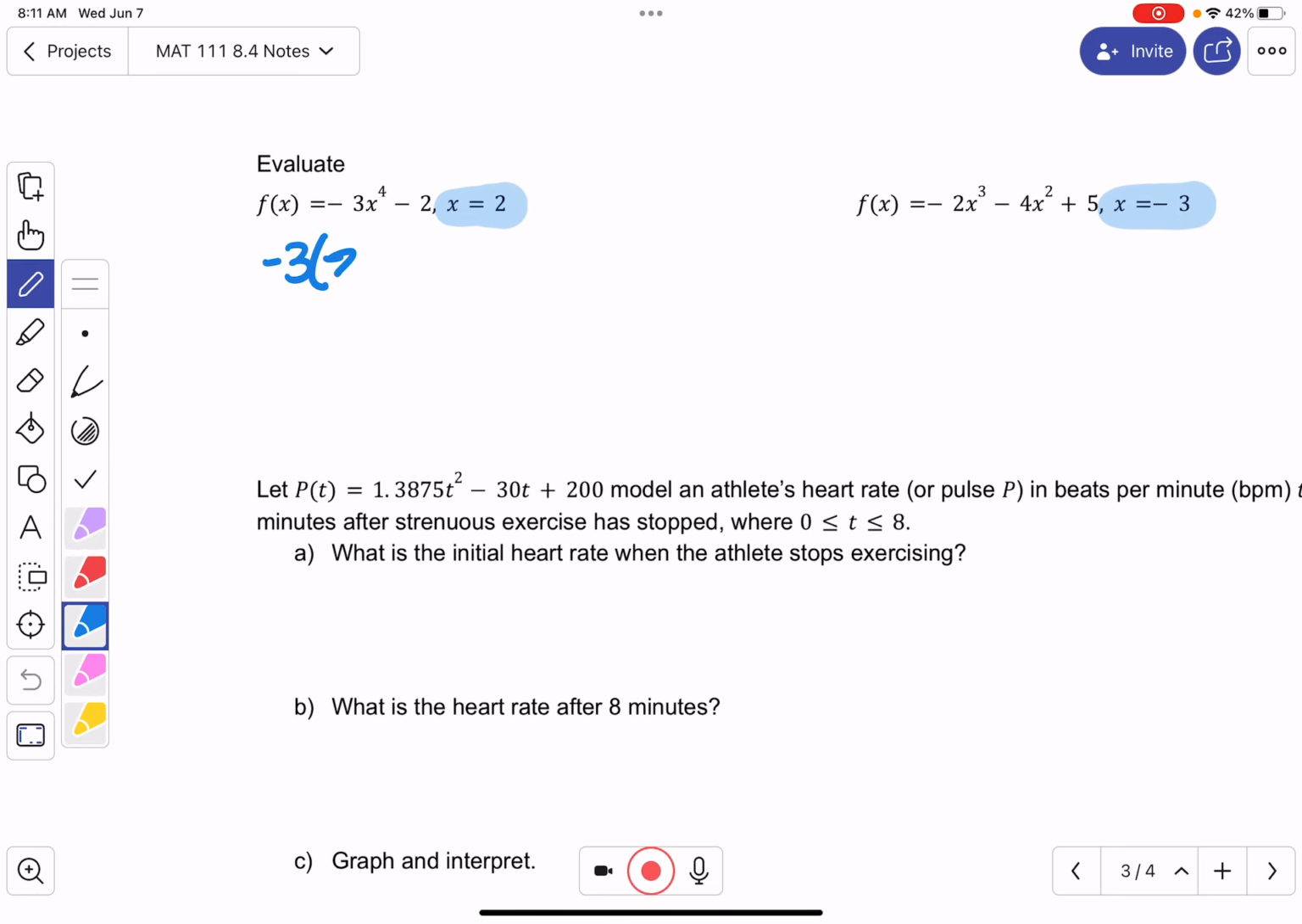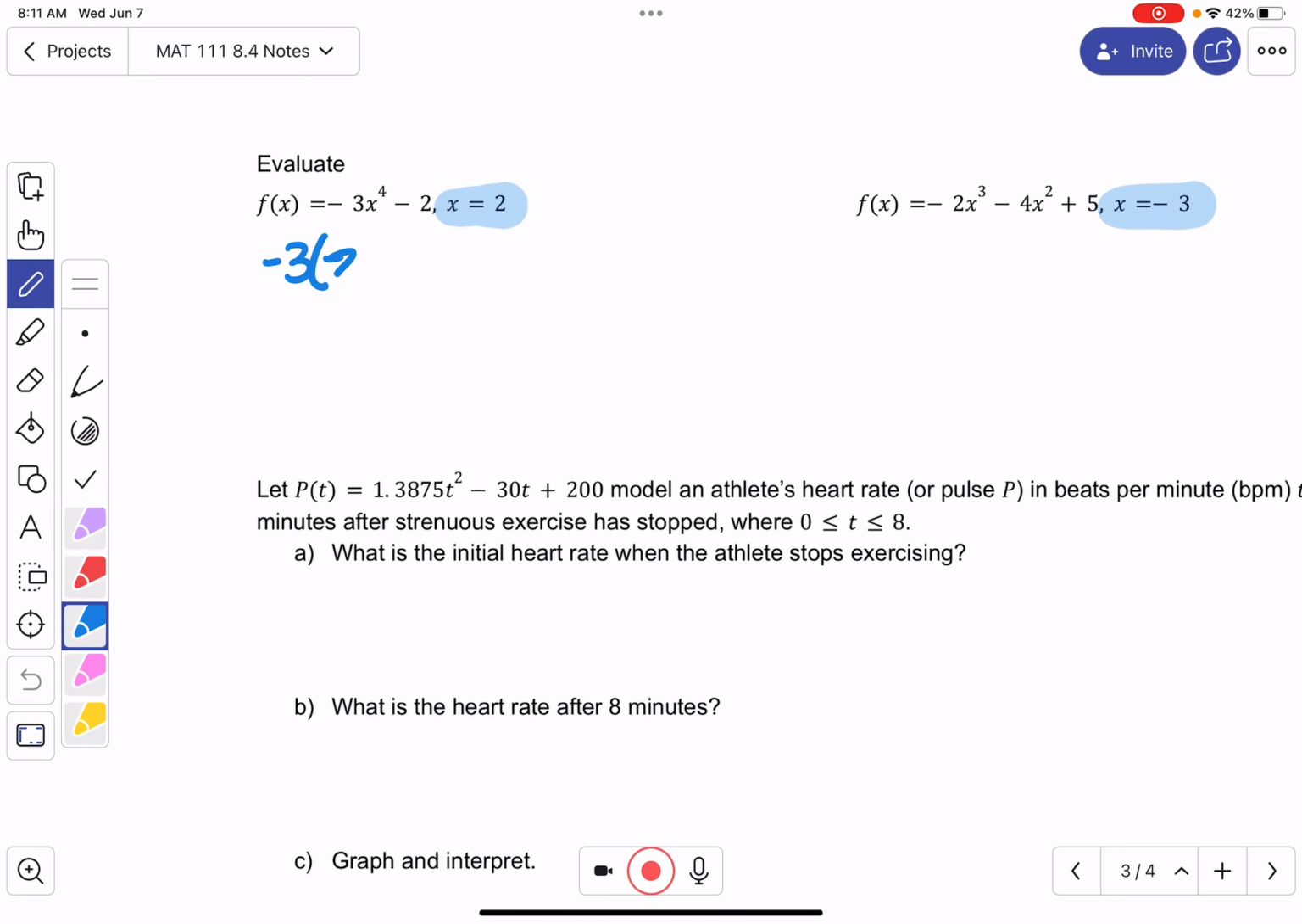All right, let's look at a real world problem. Let P of t equal this equation. That's going to model an athlete's heart rate in beats per minute after strenuous exercise from 0 to 8. That means we're only using this equation from the moment they stop exercising, 0, to 8 minutes after. Past that, this equation doesn't work anymore. So the initial heart rate, that's when time is 0. That's right when they stop exercising.